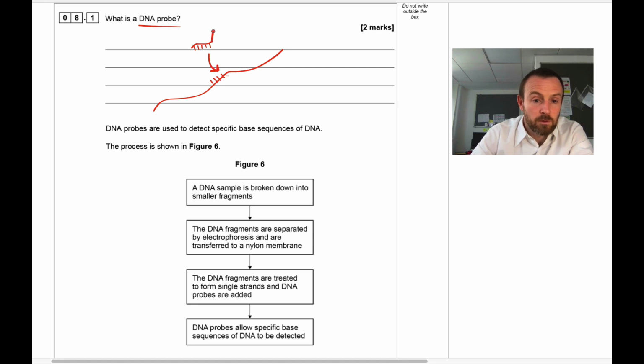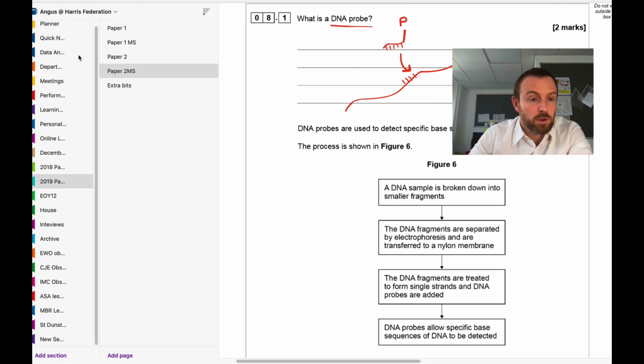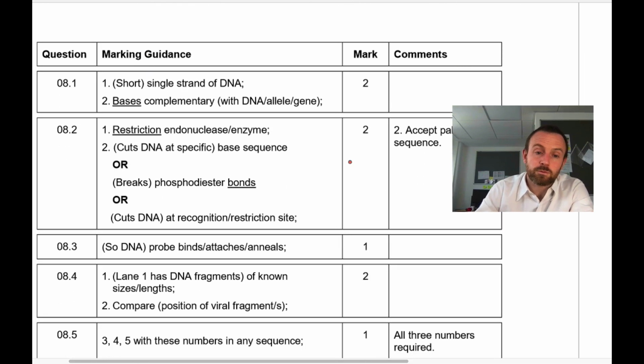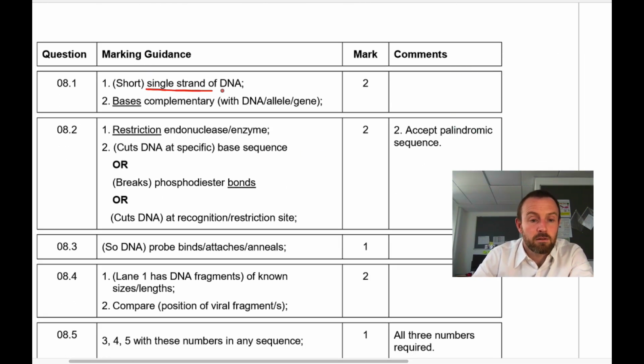So this could be radioactive phosphorus. Can't remember which one that is, phosphorus 35, but radioactive phosphorus, or it could be a fluorescent molecule attached. Let's see if that gets the credit. A single strand of DNA. Did I say that? I said it would bind via complementary base pairing. I think that would be credited because I said base pairing, but you have to say the bases are complementary.